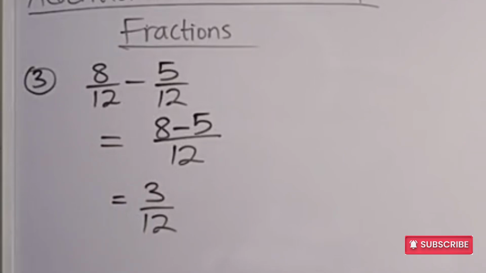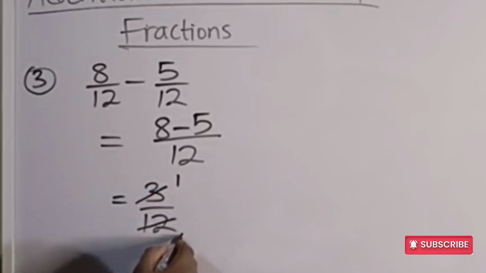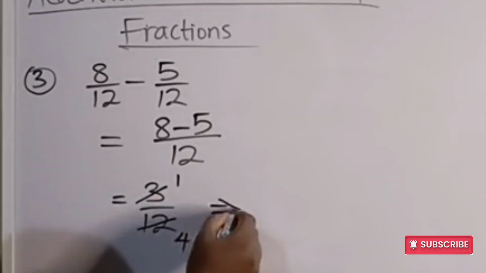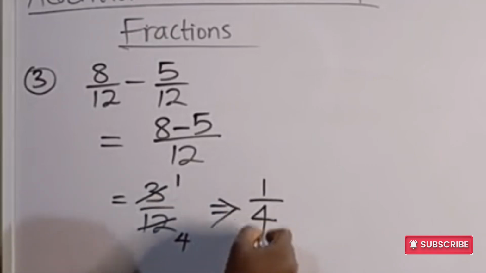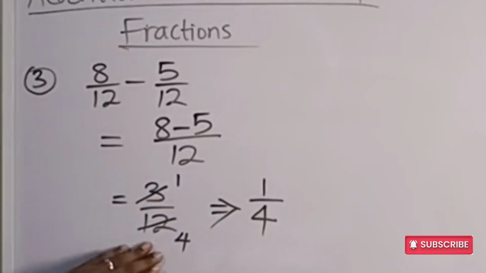In a previous lesson, we have also learned about writing fractions in their simplest form, down to a simpler form of the fraction. 3 divided by 3 is 1. 12 divided by 3 is 4. So this can be written as 1 over 4. That is the simplest form of the answer we got.